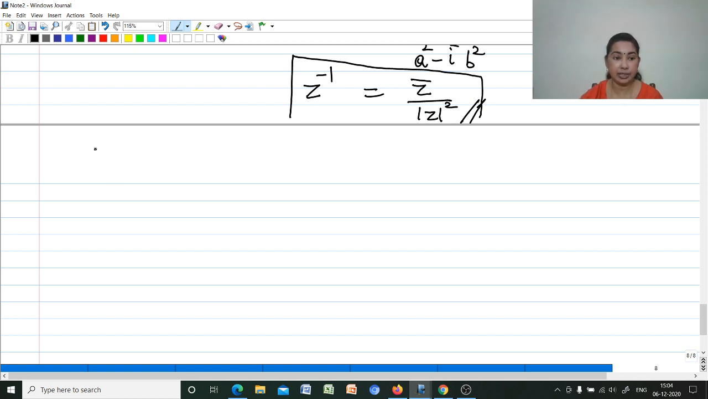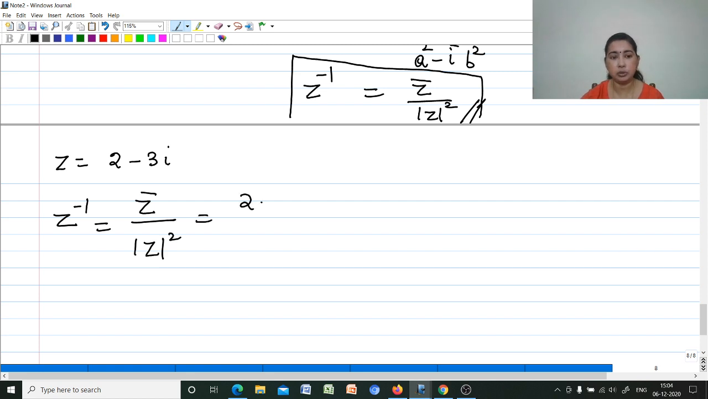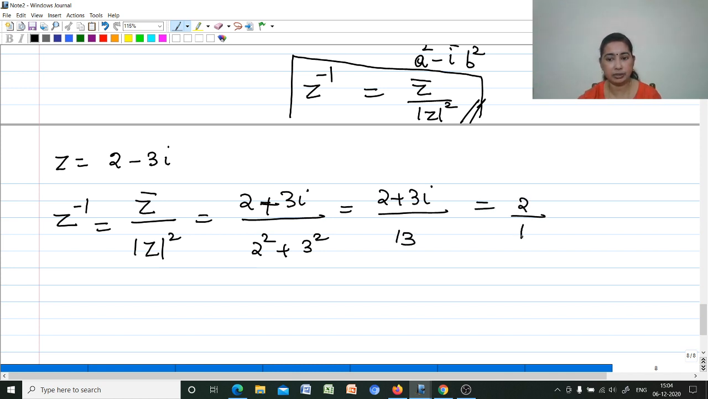Suppose we are taking the complex number 2 minus 3i. How can you find the multiplicative inverse? Let this be z. So z inverse is equal to z conjugate by mod z square, and that can be written as, instead of 2 minus 3i, we write 2 plus 3i divided by 2 square plus 3 square. That's equal to 2 plus 3i divided by 4 plus 9, that is 13. We can split and write that as 2 by 13 plus i into 3 by 13. That is how to find the multiplicative inverse.